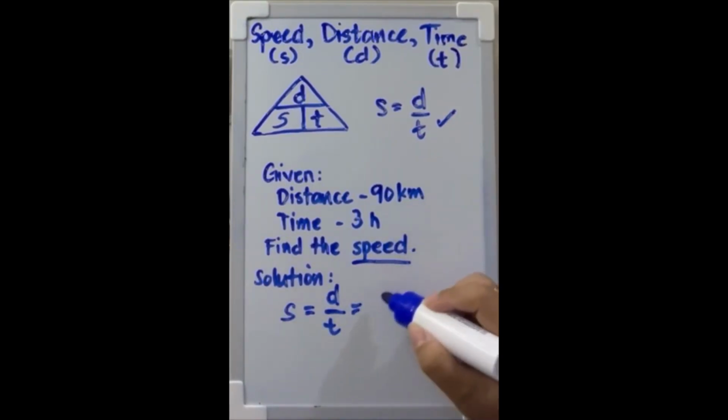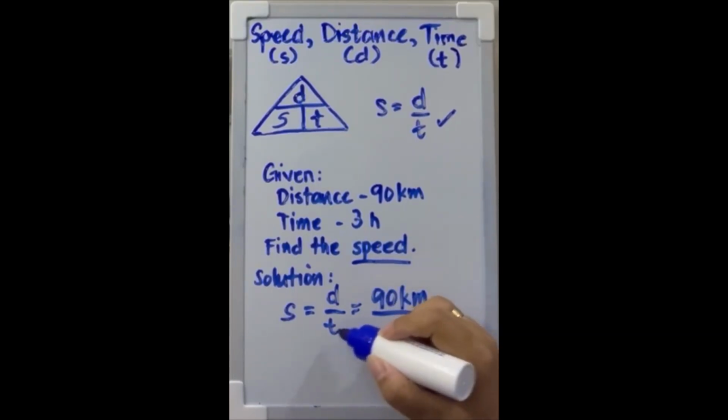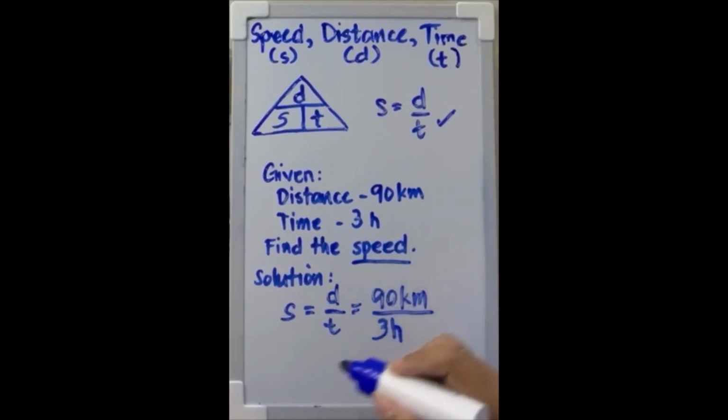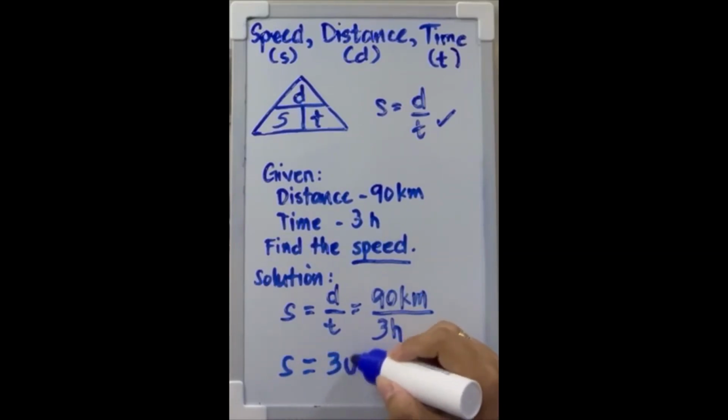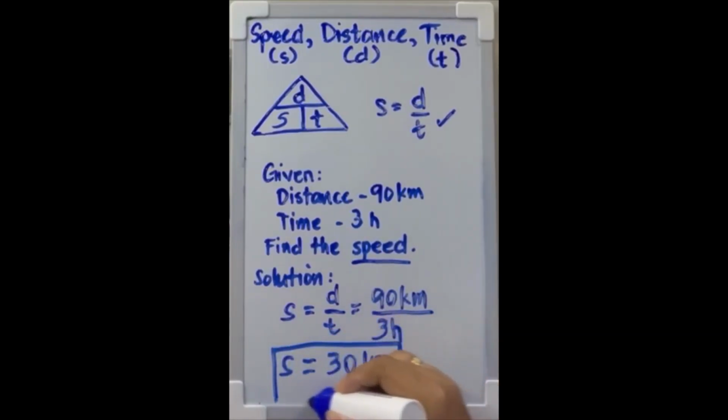So the distance is 90 kilometers over the time, which is 3 hours. So just divide 90 by 3. So that is equal to 30 kilometer per hour. So the speed for this problem is 30 kilometer per hour.